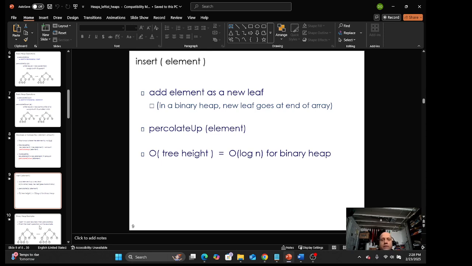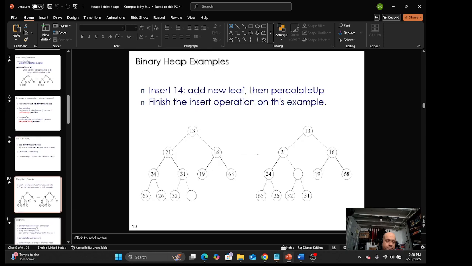With insert element, I would add the element as a new leaf in a binary heap. The new leaf would go at the end of the array, then percolate up the element, and I have a big O of tree height, equal to big O log n for binary heaps.